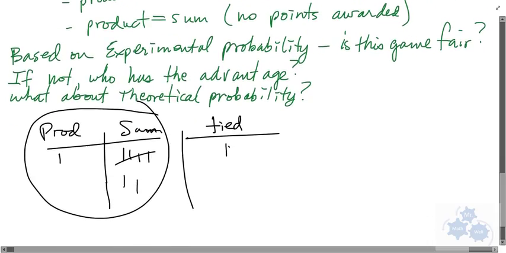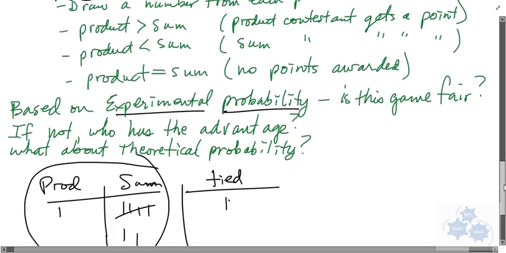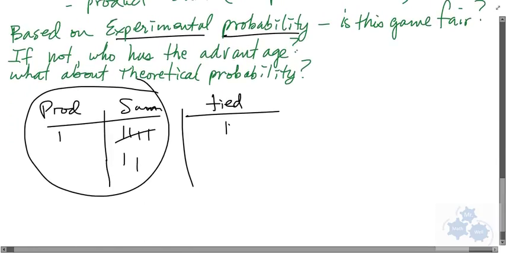So based on experimental probability, from what we see up on the board here, is this a fair game? Does it appear to be a fair game? No, it doesn't appear to be a fair game if the sum person wins this many more times than the product person, right? Okay, so the sum person has the advantage.